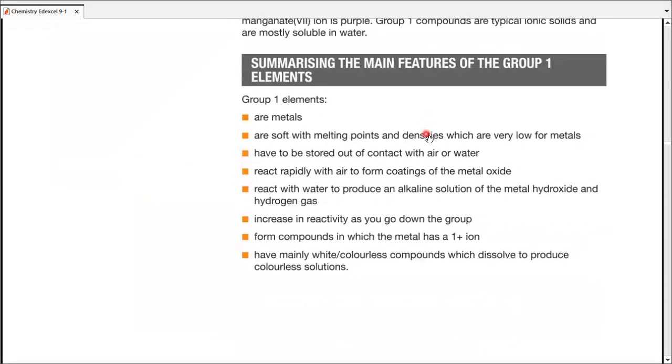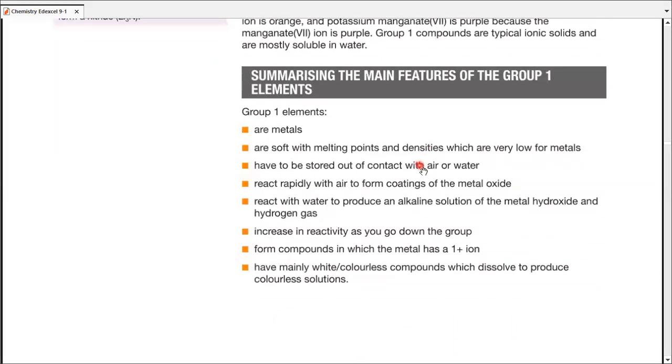So if I summarize the main features, group 1 elements are all metals. They are soft, we can cut them with a knife. They have low melting points, they have low densities. They can be stored in oil out of contact with air or water. Why? Because they react rapidly with oxygen in the air to form coatings of metal oxide. We call it tarnishing. This specific reaction is considered as tarnishing, right?